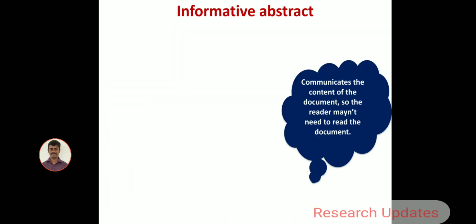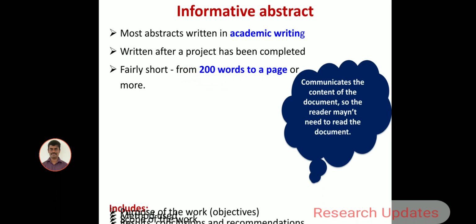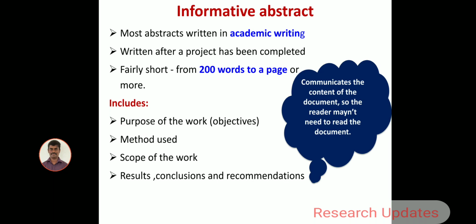Now let us move on to the second type of abstract. The second type of abstract is called the informative abstract. Most of the abstracts written in academic writings are informative abstracts. It is always written after a project has been completed, and it is fairly short, which will be around 200 words or sometimes a page or more. What has to be included in an informative abstract?